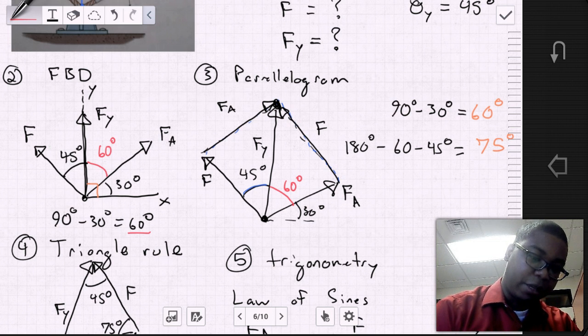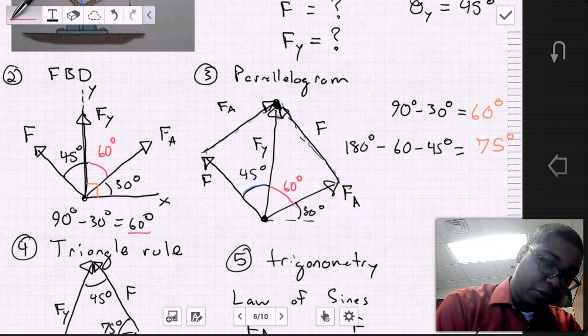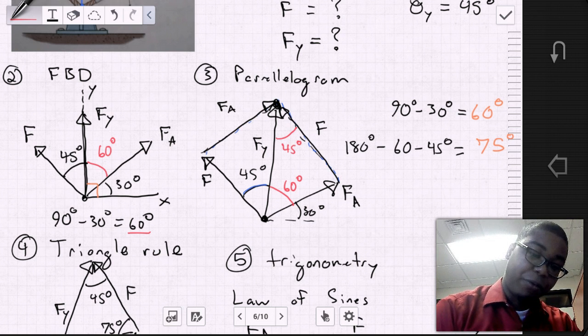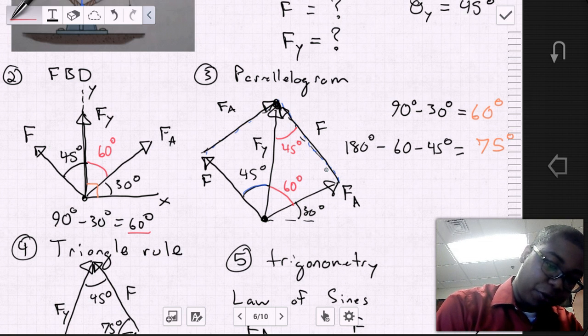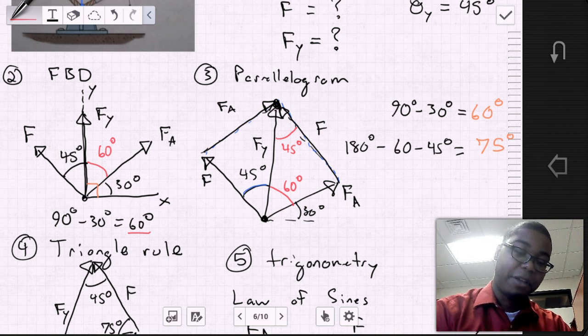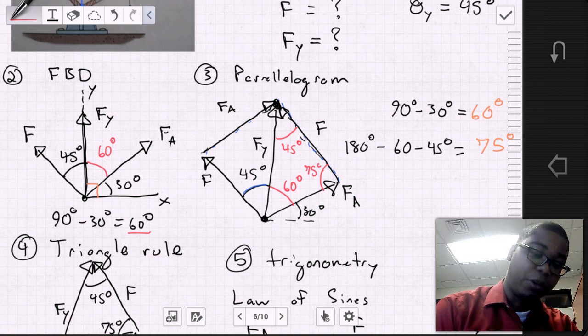Now we know that the angle between F and Fy is 45 degrees, right? So if we look at the F that is projected and the Fy, we can say that this interior angle here is 45 degrees. And now we know that within a triangle there is 180 degrees. So we can find this additional angle here, which is the angle between F and Fa, by doing 180 degrees minus 60 minus 45 is equal to 75 degrees. So we found this third interior angle, okay?